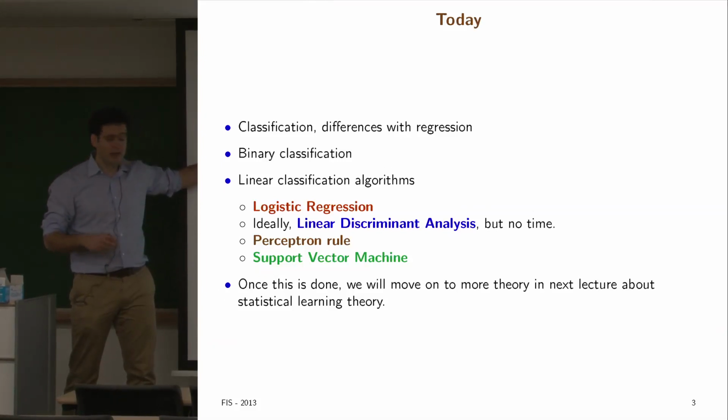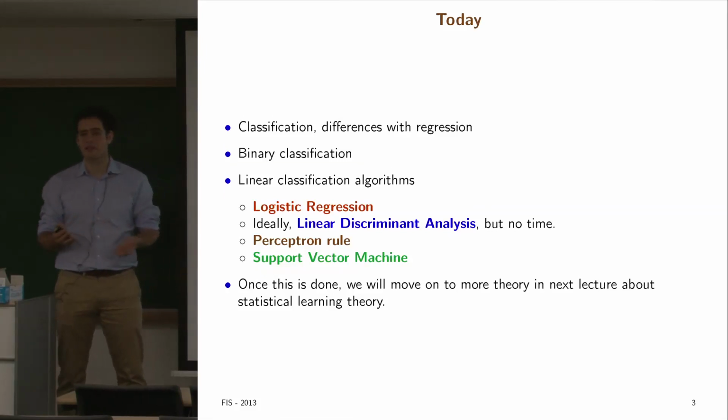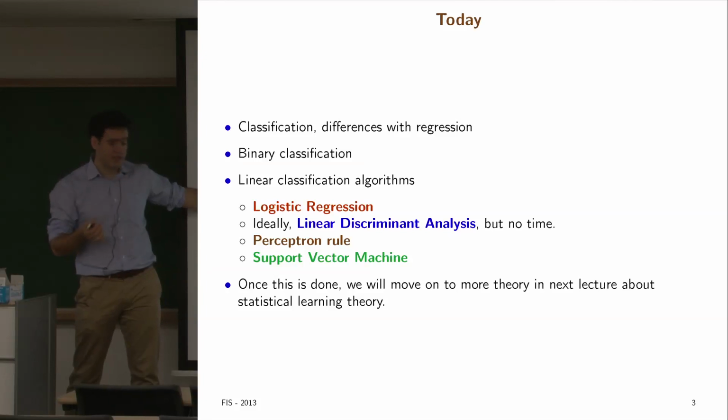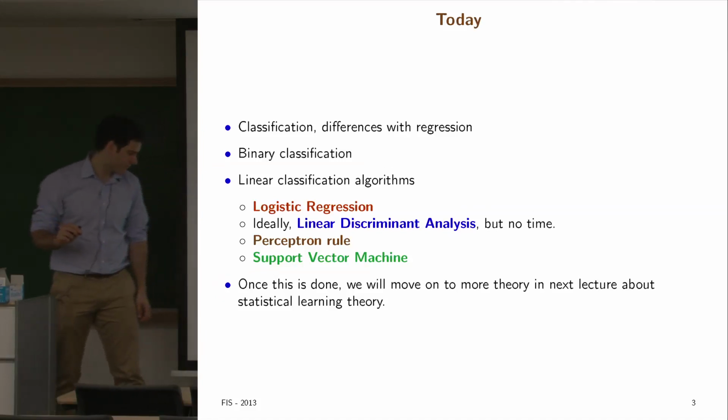So we will talk about classification in general. We will spend more time on binary classification, I will explain this. And then we will talk about some algorithms which are somehow the natural counterpart of least squares regression, and those include logistic regression. Actually, I should update this slide, because we will have time to talk about linear discriminant analysis. I will mention it, the perceptron rule, and a bit of support vector machine, but very briefly.